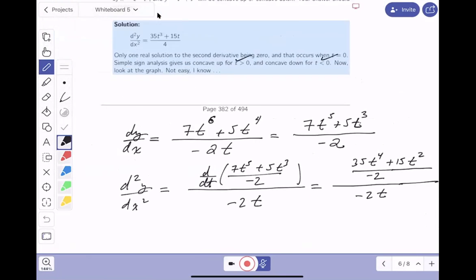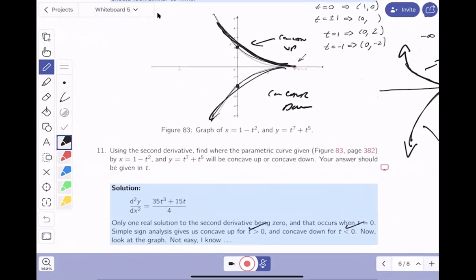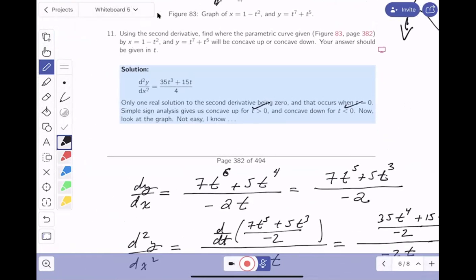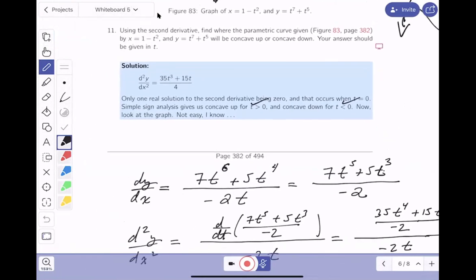I got to be honest with you, though. I really think looking at the picture might be more helpful. But again, you should be able to take a first and second derivative. It's not easy, though, especially that second derivative. I always find it difficult to do. All right.